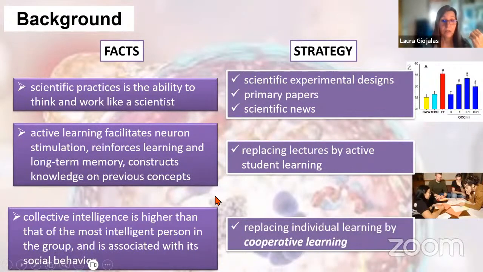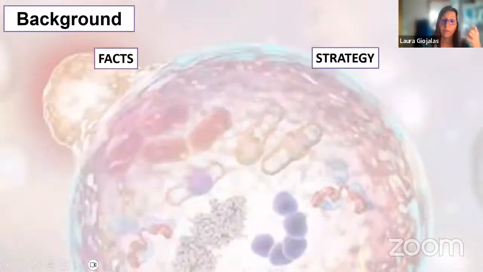Another fact is that collective intelligence is higher than that of the most intelligent person in the group, and is associated with this social behavior. Then we need to replace individual learning by cooperative learning. I will tell you later what cooperative learning is.